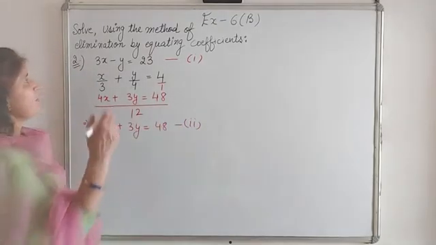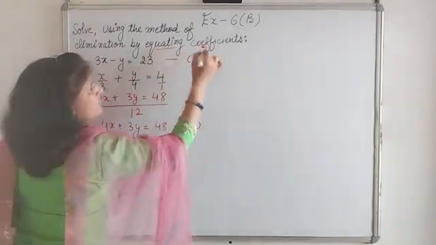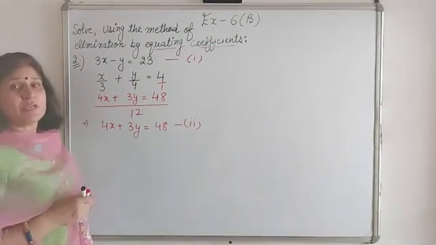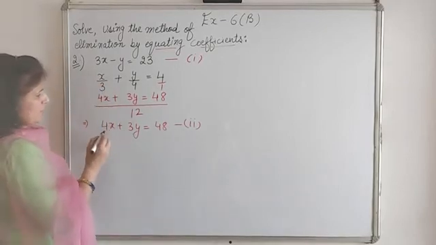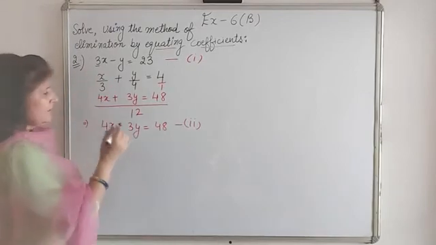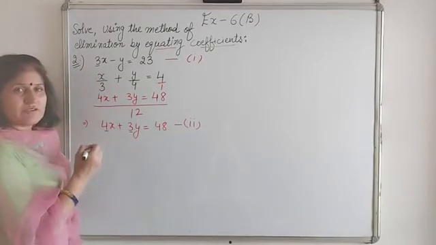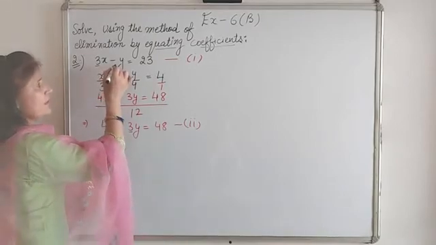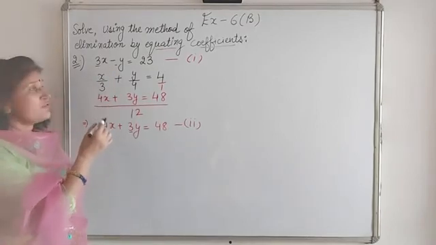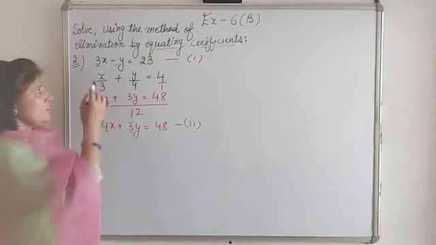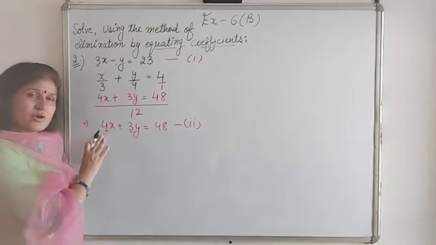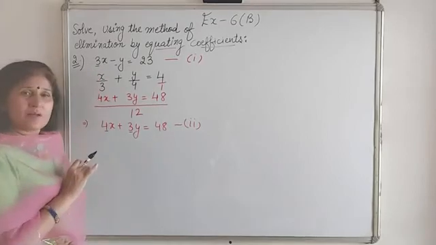Now which method we are following? Elimination by equating coefficients. Means you have to equate. Equate means you have to make them equal. If you take these two equations here, coefficient of x is 4, here 3. And here y is having which coefficient? 3, here it is minus 1. If you want to make the coefficient of x equal, then you have to take their LCM. 4 and 3, their LCM is 12. That means this equation you have to multiply by 3, another one by 4.